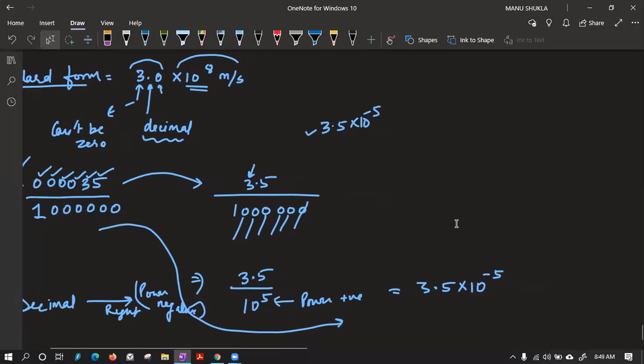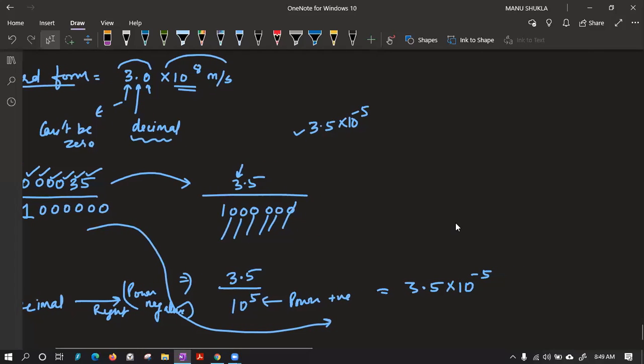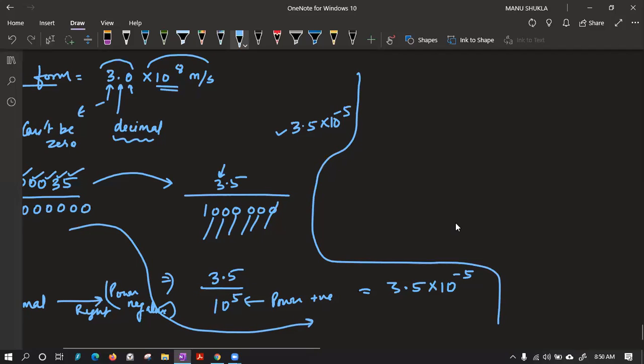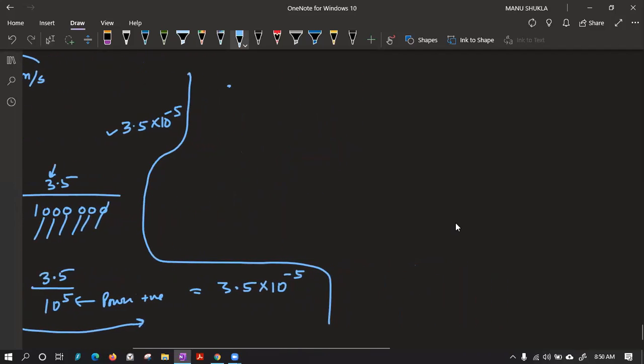Let us do it by the method also that we have learned just now. The question with us is 0.00035. I told you, you have to first locate the decimal.